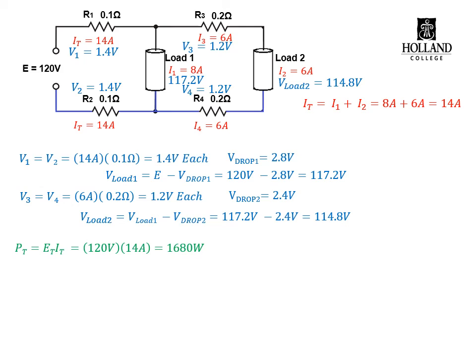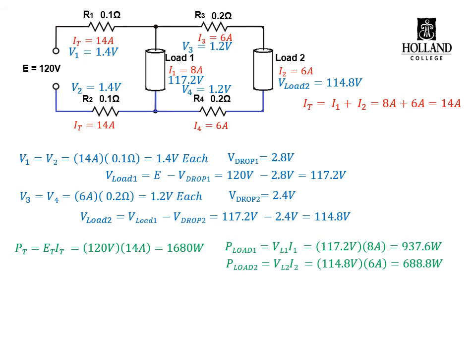We can calculate the total source power, PT. In this case, it comes out to 1.68 kilowatts. We can calculate the voltage to load 1. Take voltage load 1 times the current of load 1, and we end up with 937.6 watts. Do the same for the second load, and we end up with 688.8 watts.